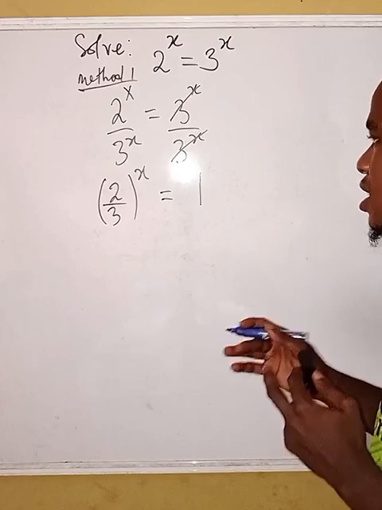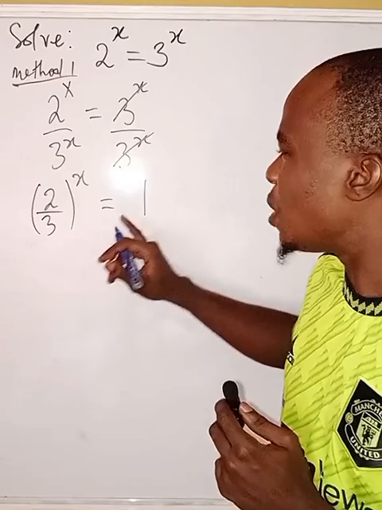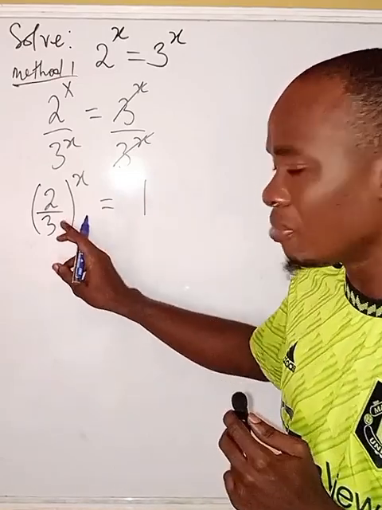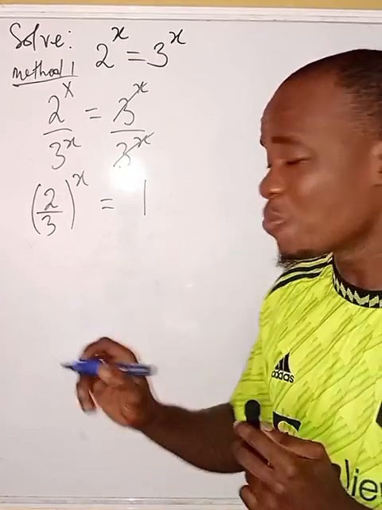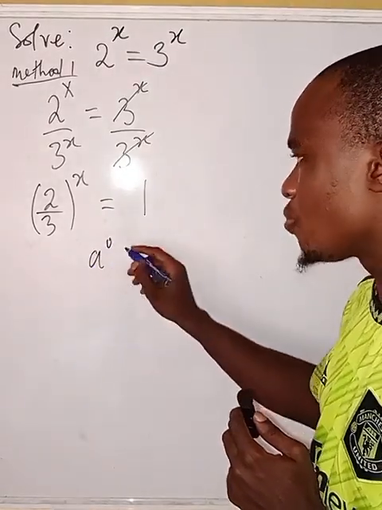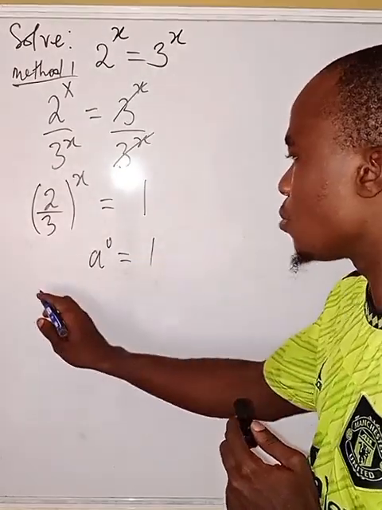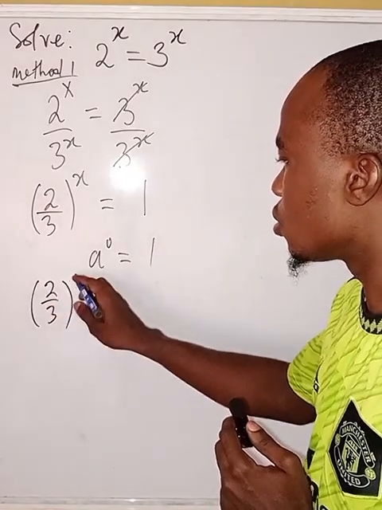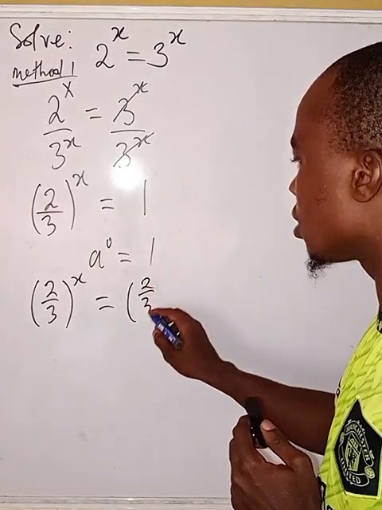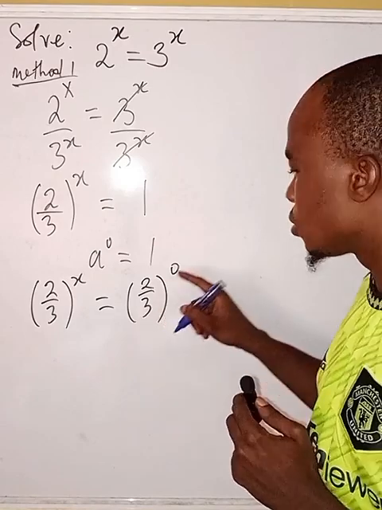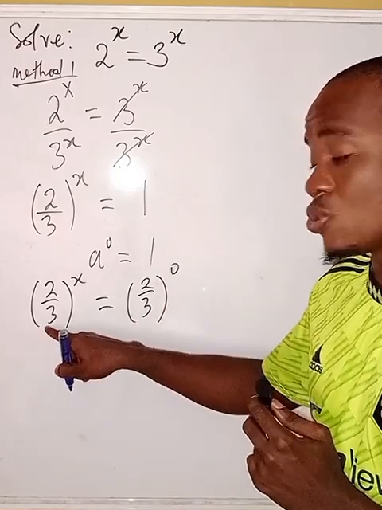Now the next thing we're going to do: you can see that the base we have here is 2 over 3, but the base we have here is 1, which is not the same thing. So you need to recall from the law of exponents that any quantity raised to the power of 0 will definitely give us 1, right? So we can now write this 1 as 2 over 3 raised to the power of 0, because anything to the power of 0 will give us 1. That is why I changed this to 2 over 3.